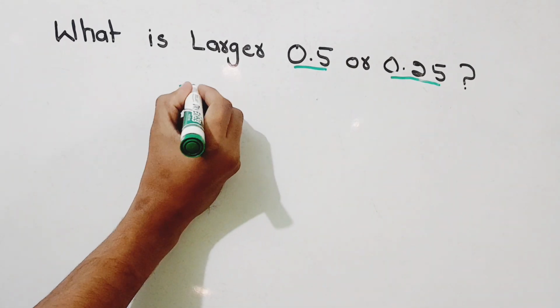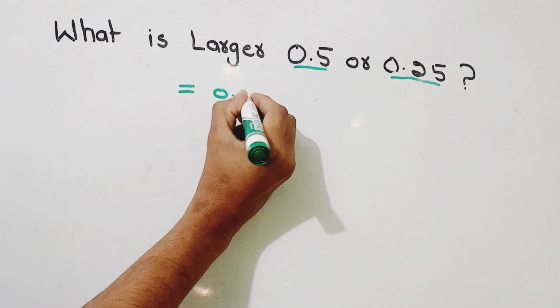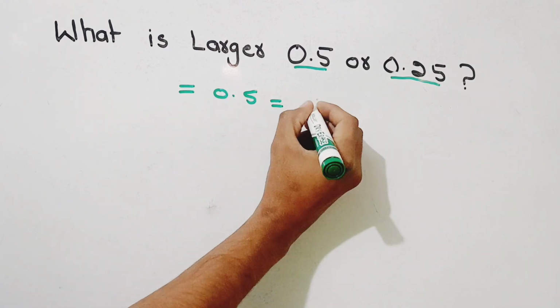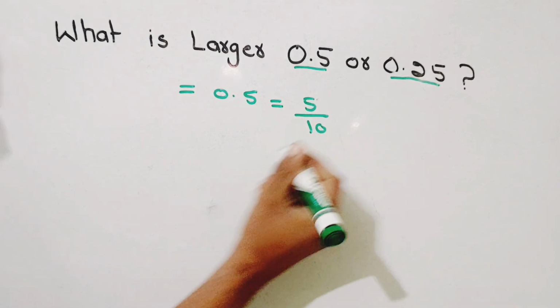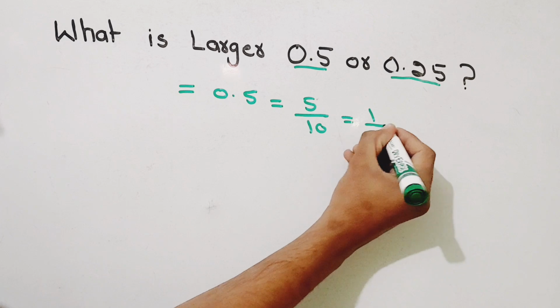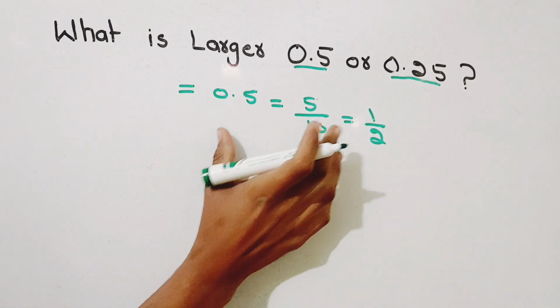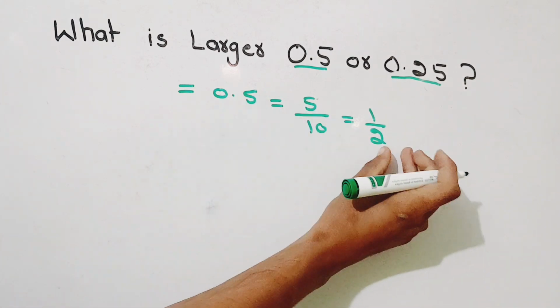So we write that 0.5 is equal to 5 upon 10. So now the table of 5 gives 1 upon 2. So then 0.5 is equal to 1 upon 2.